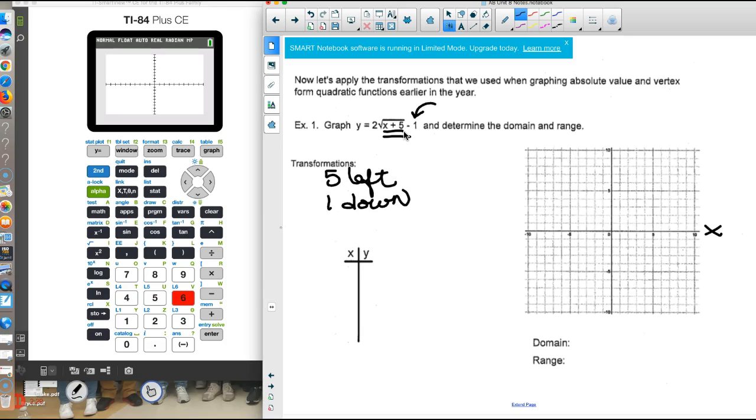What's your question, dear? Your sheet looks different. It does, but it's the same problem, isn't it? Yeah. So that's okay.